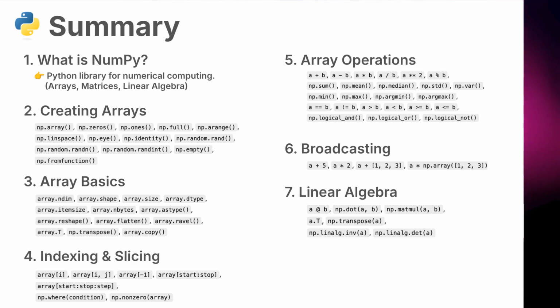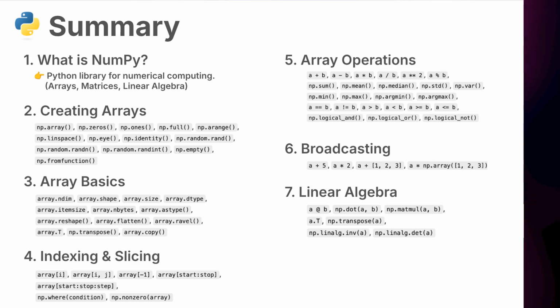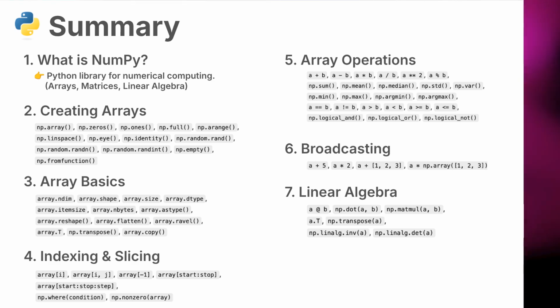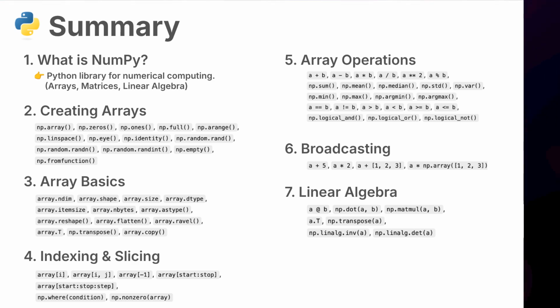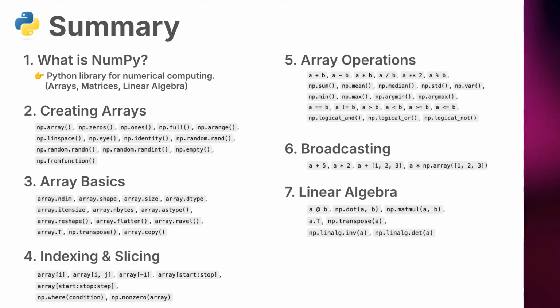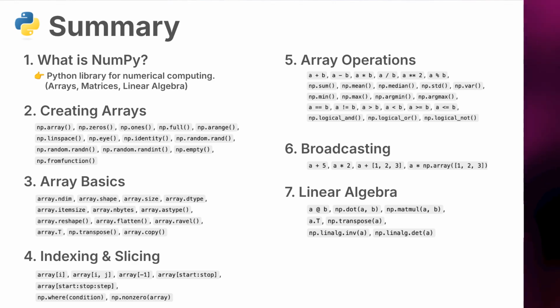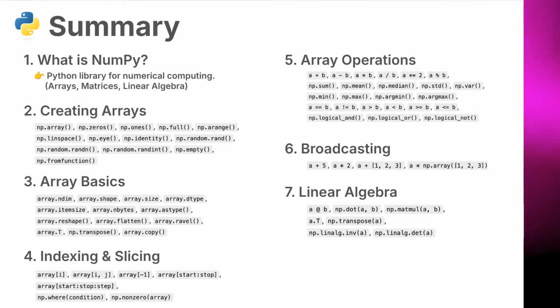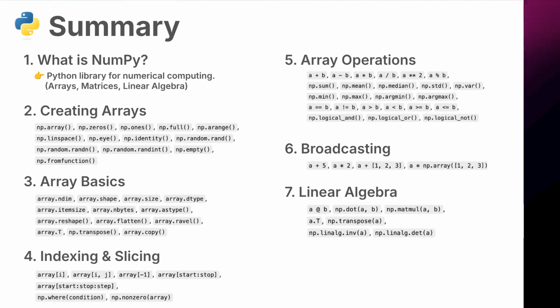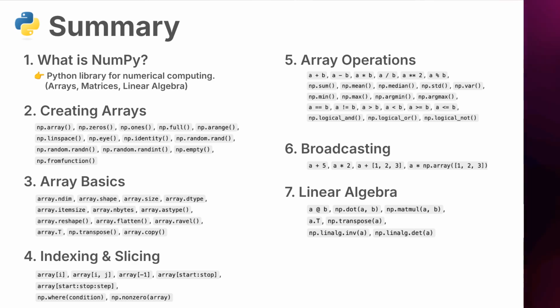4. Indexing and slicing. This section covers how to access parts of arrays such as indexing, slicing, and conditional filtering using np.where and np.nonzero. 5. Array operations. Arithmetic, do math directly on arrays such as add, subtract, and multiply. Aggregate, compute sum, mean, median, etc. Comparison, compare elements to get Boolean results. Logic, combine conditions using logical and, or, not.